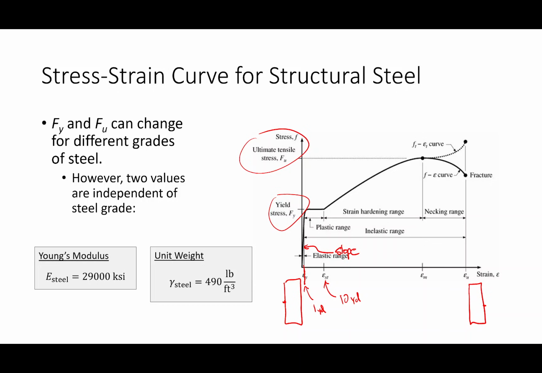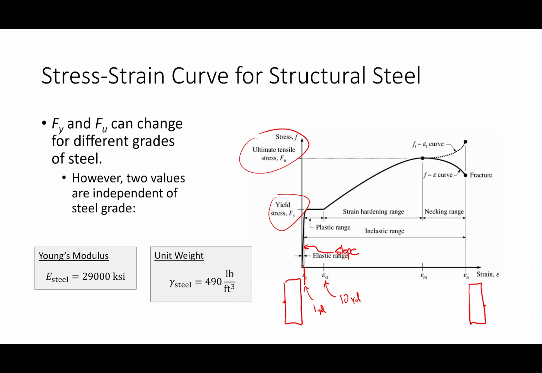And then we also care about the unit weight. Now, the thing about structural steel is that Young's modulus and its unit weight are not affected by the grade of steel, okay? There are varying different grades of steel that we can use for structural applications, and none of those grades have different Young's moduli or unit weights, okay?